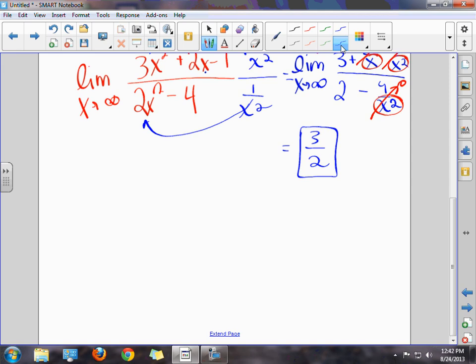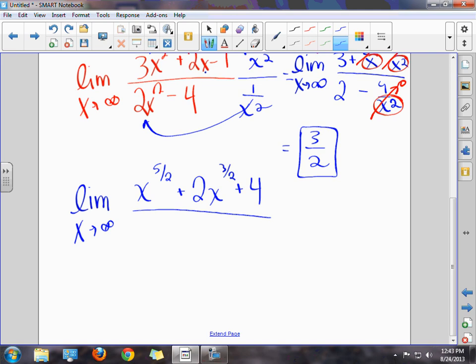So let's talk about rational exponents. So let's look at this. We have x to the 5 halves, 2x to the 3 halves, plus 4 all over x cubed, minus 2x plus 1. So the degree of my denominator, right, is 3. So I want to multiply the numerator and the denominator by 1 over x cubed.